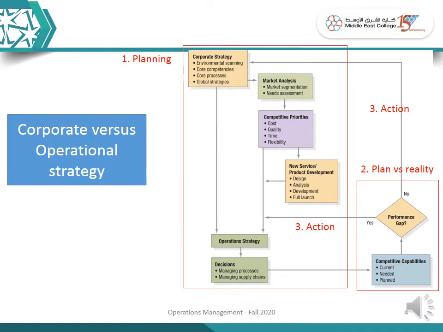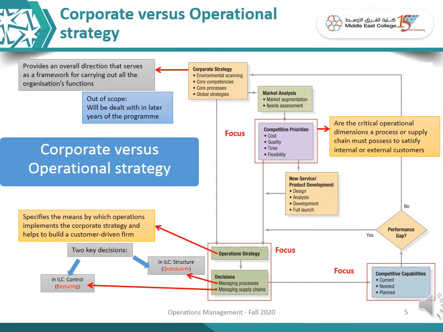so I will tell you exactly what we'll focus on in operations management. We will focus on the competitive priorities. This is the most important thing. They are the critical operational dimensions a process or supply chain must possess to satisfy internal or external customers. So we'll discuss it, and competitive capabilities, also operational strategies. This is going to be our focus for the next sessions, inshallah.